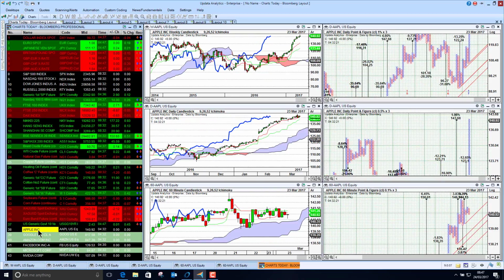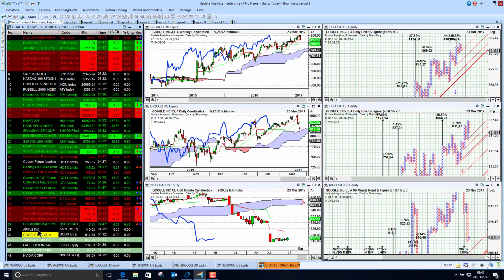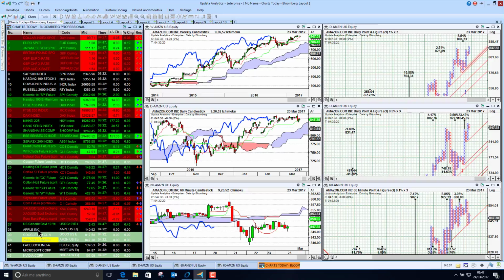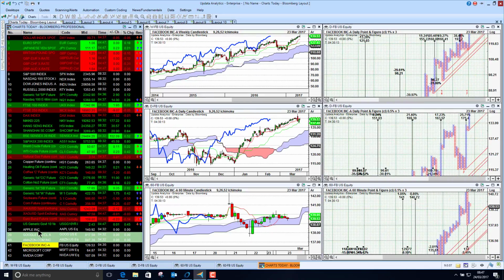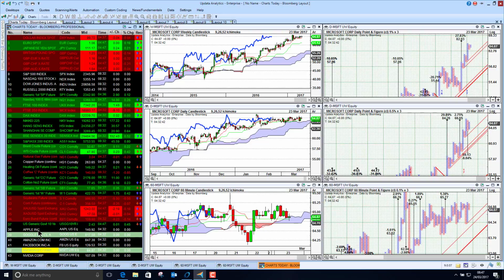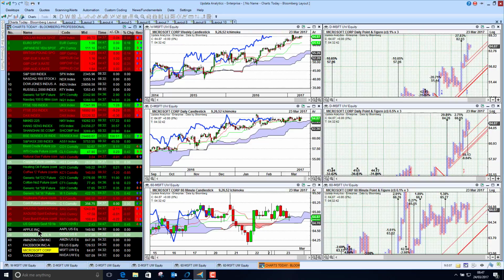And looking at Apple, still bullish above the cloud. Google is bearish below the cloud. Amazon is bearish below the cloud on the short term. Facebook holding on. So we're seeing a mixed picture. Microsoft holding on as well. Most tech is actually bullish above the cloud.